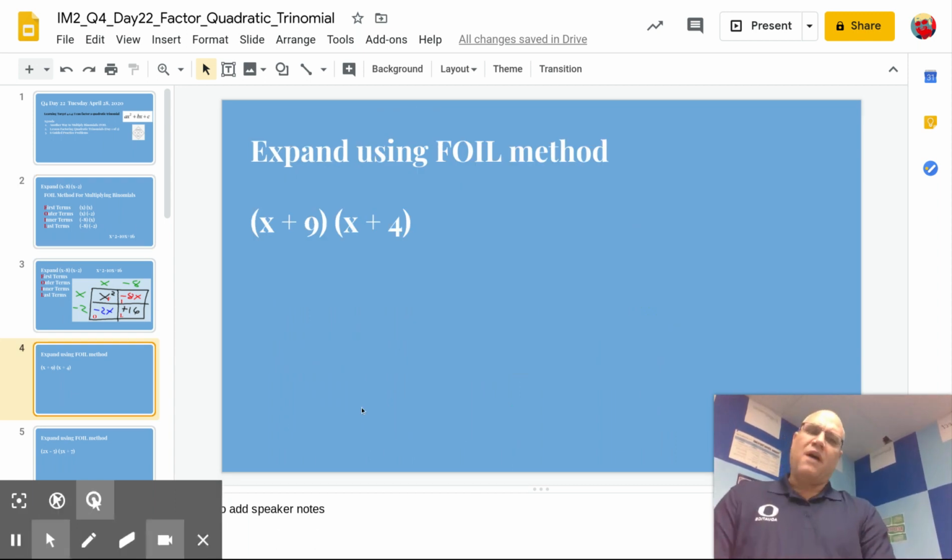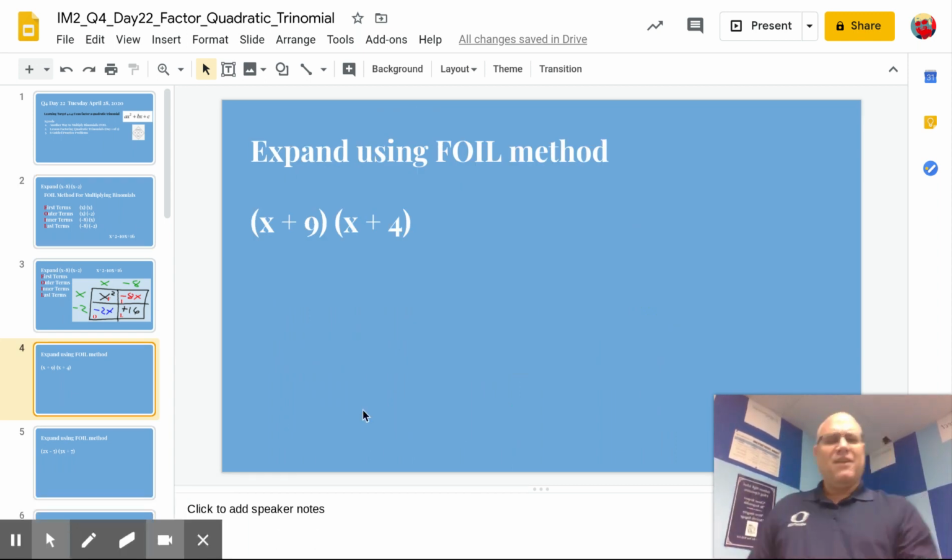All right, I want you to try this one. See if you can do it in your head. If you can't do it in your head yet, that's fine. Pull out a piece of paper and write it down. But I want you to do the FOIL method here and give me your answer.